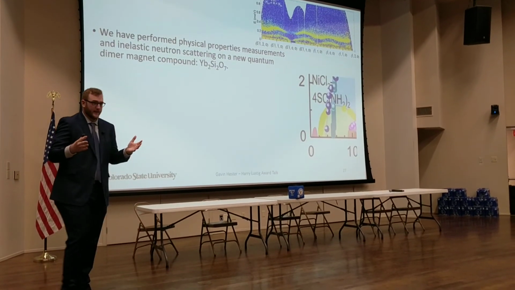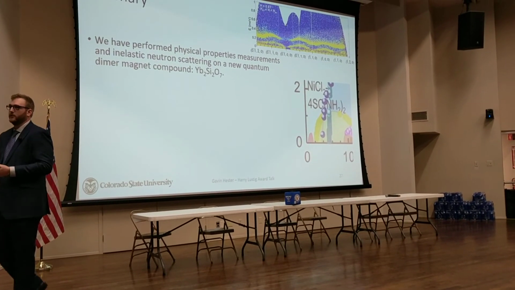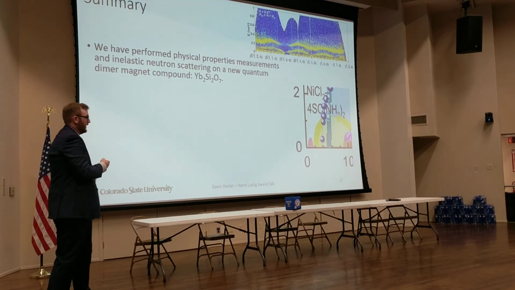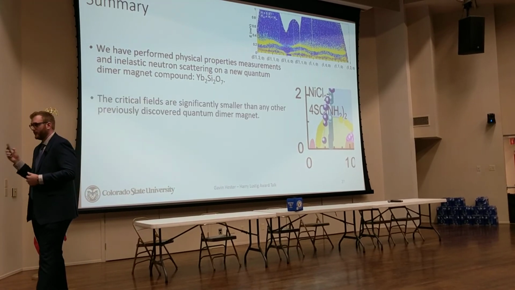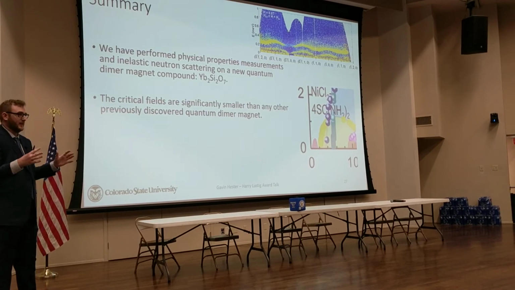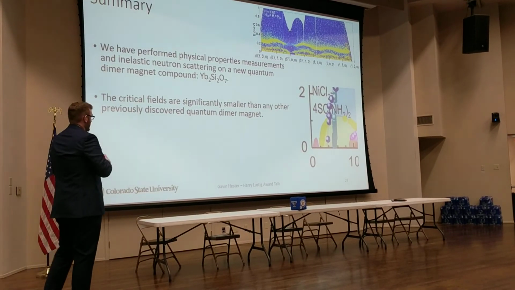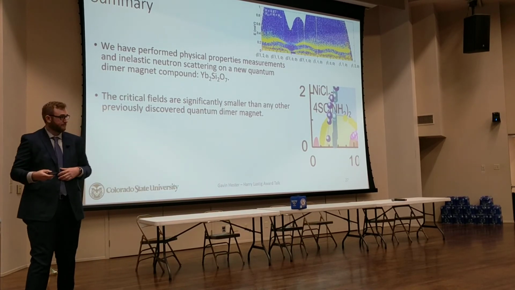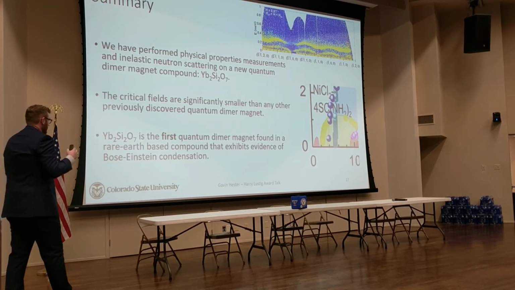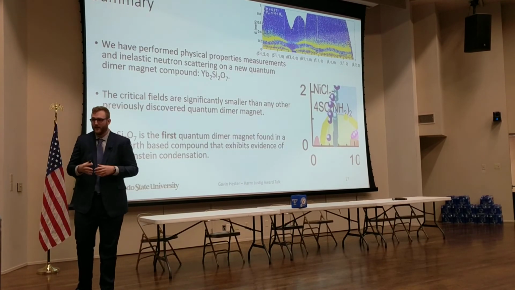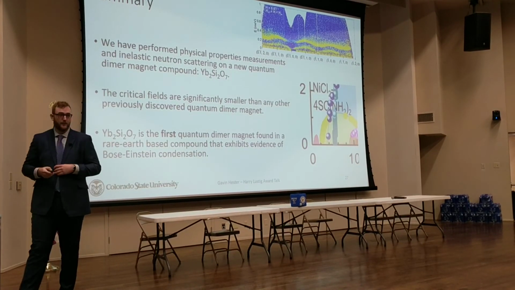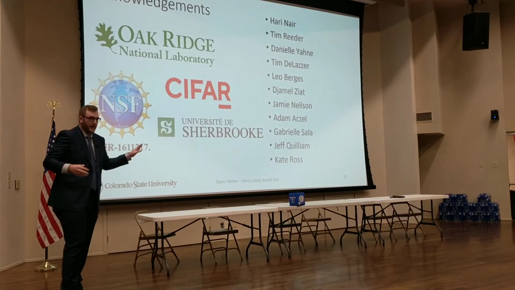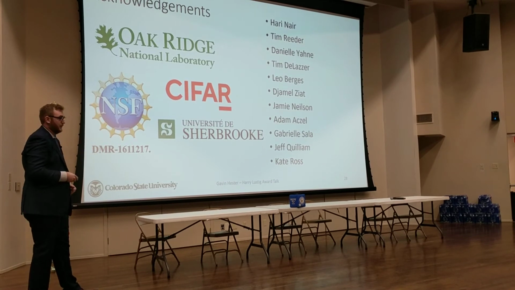And then finally, to summarize, we perform physical property measurements, including specific heat and ultrasound velocity, as well as inelastic neutron scattering on a new quantum diamagnetic compound. As I showed you, we have significantly smaller critical fields than observed in any other quantum diamagnetic system. That's actually due to this rare earth physics. And finally, ytterbium silicate is the first quantum diamagnet ever found in a rare earth-based compound with signs of Bose-Einstein condensation. So finally, I would like to acknowledge all of my collaborators for their help with this work.